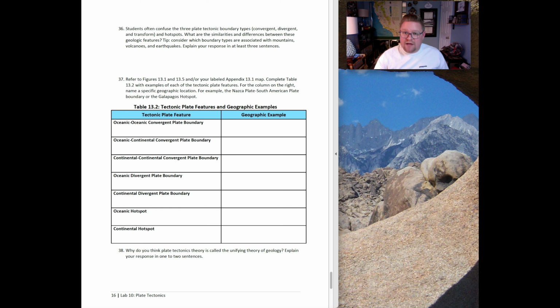Then question 38, which is the final question of this lab, says, why do you think plate tectonic theory is called the unifying theory of all geology? Explain your response in 1 to 2 sentences. Plate tectonics is really the foundation of our understanding, because once we understood how plate tectonics operated, how it maneuvered, where it's going, and where it came from, we were able to look at geologic history as well. We're able to understand why the fossil record is split amongst continents that are thousands of miles apart. It enabled us to learn that at some point they weren't thousands of miles apart, that they would have been a lot closer.